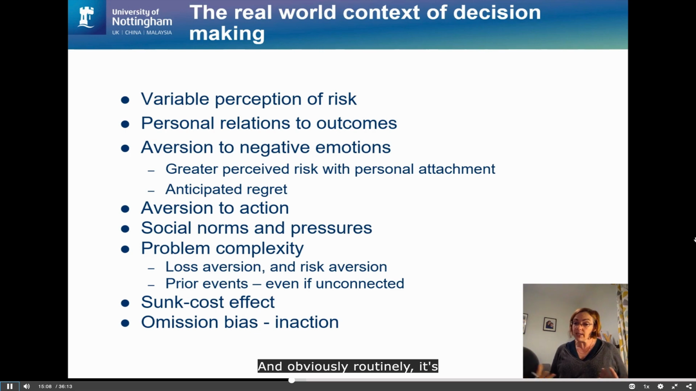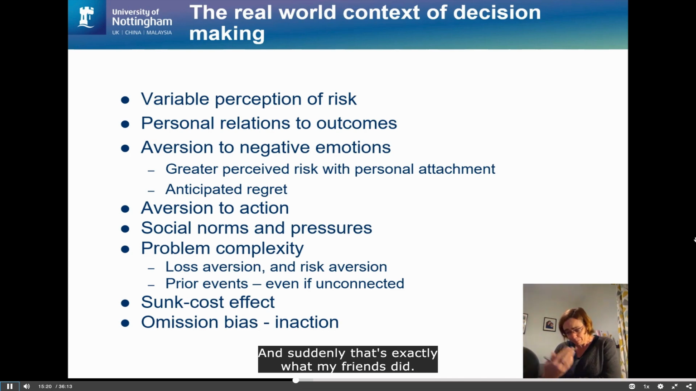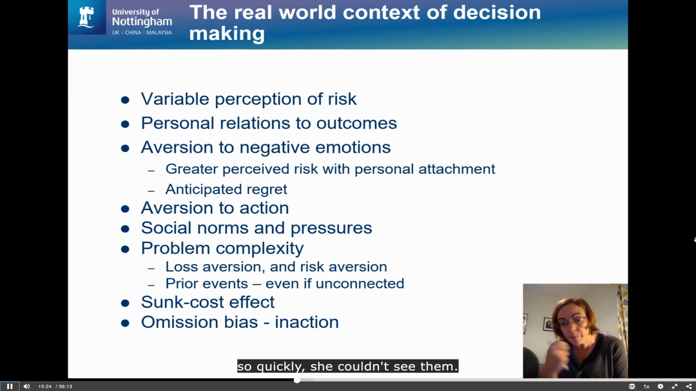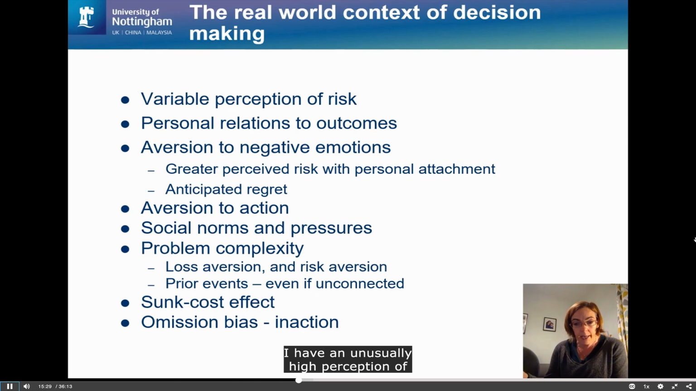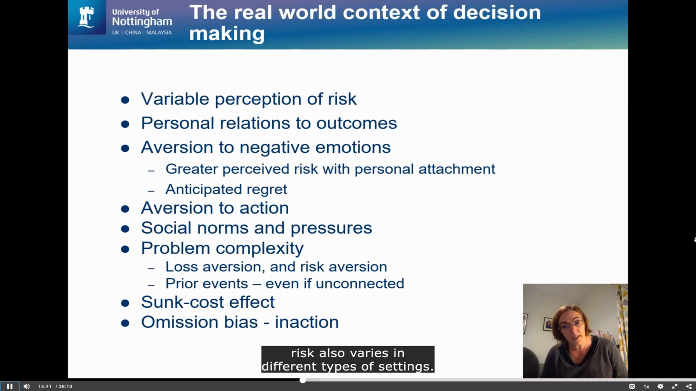And obviously, routinely, it's a good example of a routine violation. We very often cross a road when the red person is showing, but we can actually see that the road is clear. Sadly, that's exactly what my friend did. But the speeding motorcyclist came so quickly she couldn't see them. So in this particular example, I have an unusually high perception of risk in a particular situation that I experience very regularly. However, my own perception of risk also varies in different types of settings.